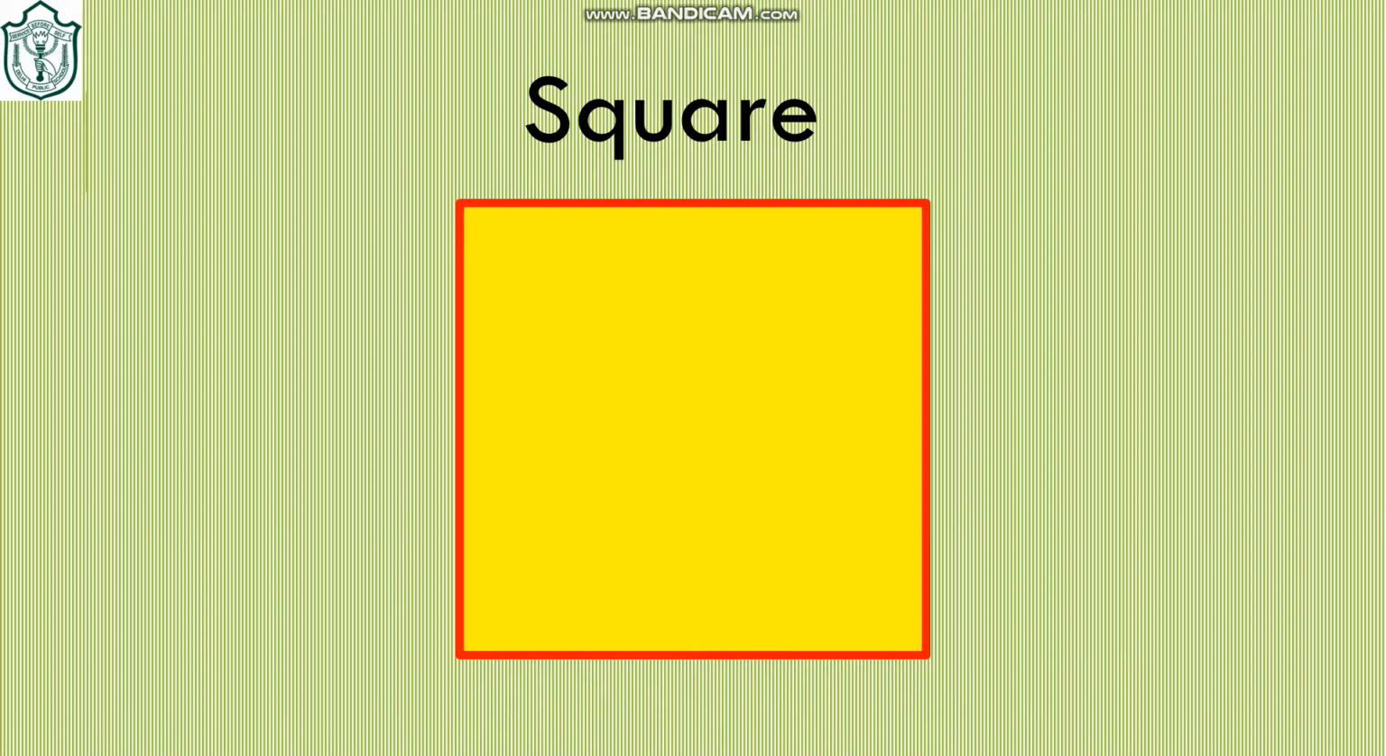So today we will learn about square shape. I will show you few objects related to square shape. This is book. When we open our book, we will get square shape. This is a gift. Yes, I know everyone likes gift. This is in square shape.